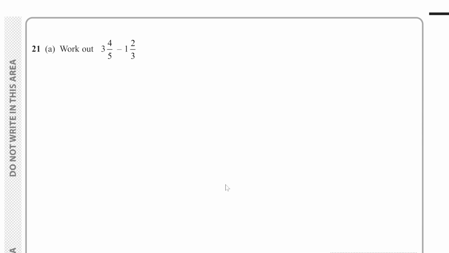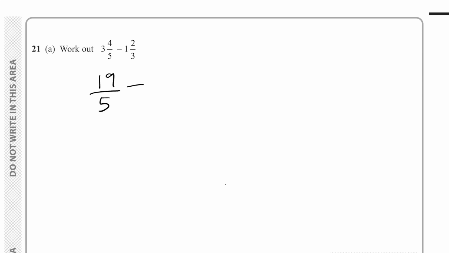Question 21. Work out 3 and 4/5, take away 1 and 2/3. We could take away the wholes and then take away the fractions, but that method doesn't work for timesing, so I'm going to stick to changing them into top heavy. 3 wholes and 4/5 is the same as how many fifths? So each whole one is worth 5/5. So 3 times 5, that's 15. I've got 15 fifths plus 4/5, 19 fifths. So 3 whole ones and 4/5 is the same as 19 fifths.